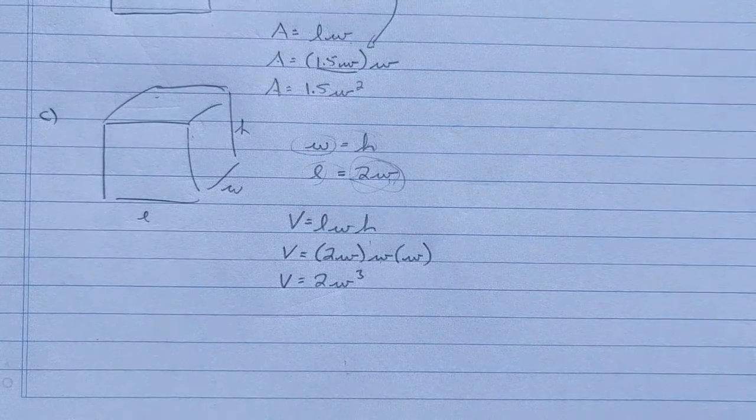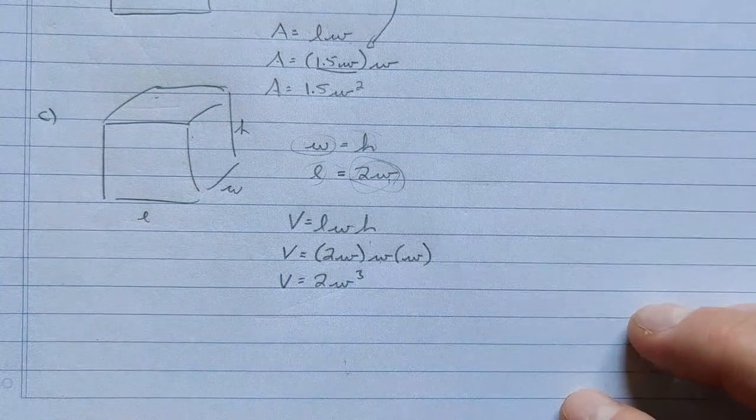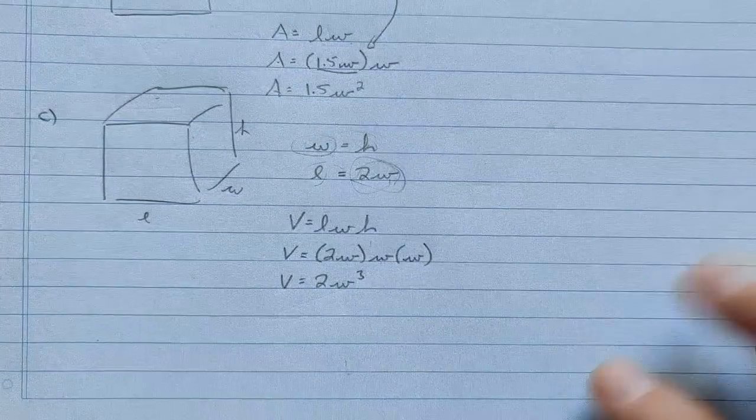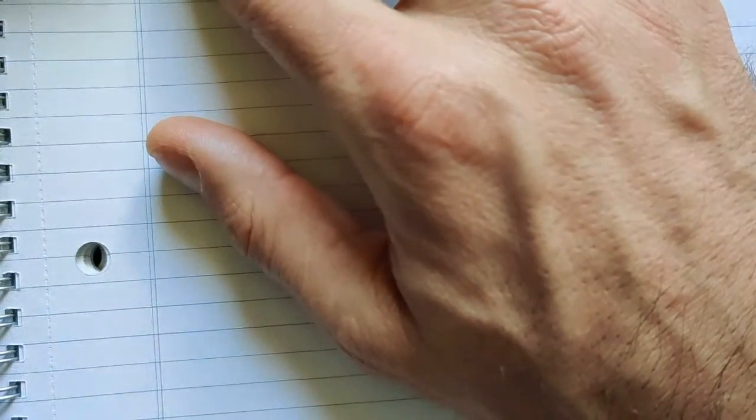So that covers the general concepts with geometric representations. Now we want to look at adding and subtracting polynomials. So that is the 7.2 section. And we had 2, 4, 5, 6, and 7.